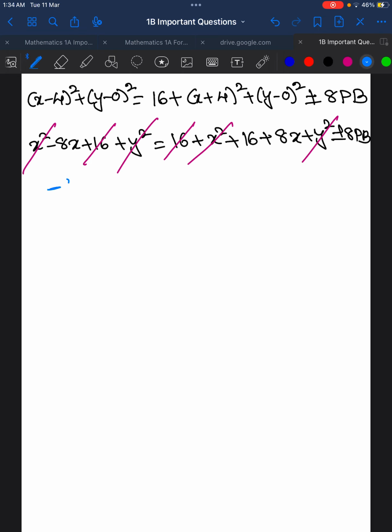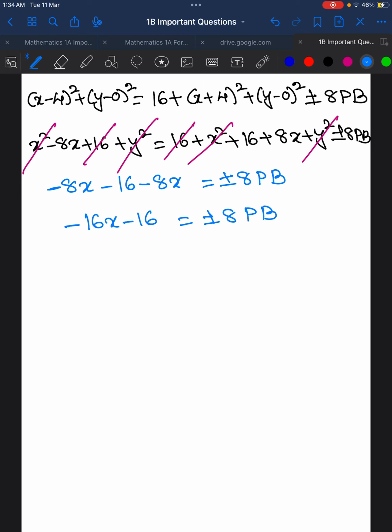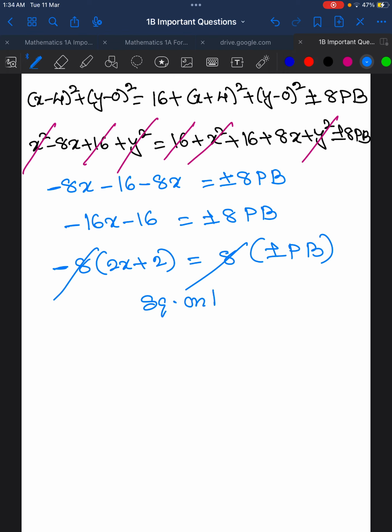Now what we are left with? You are left with minus 8x on the left side, and right side terms, if you take left side, what happens? Minus 16 minus 8x is equal to plus or minus 8 PB. So minus 16x minus 16 is equal to plus or minus 8 PB. From this I can take minus 8 common, so I am left with 2x plus 2. Here by taking 8 common, I will get plus or minus PB. 8 gone.